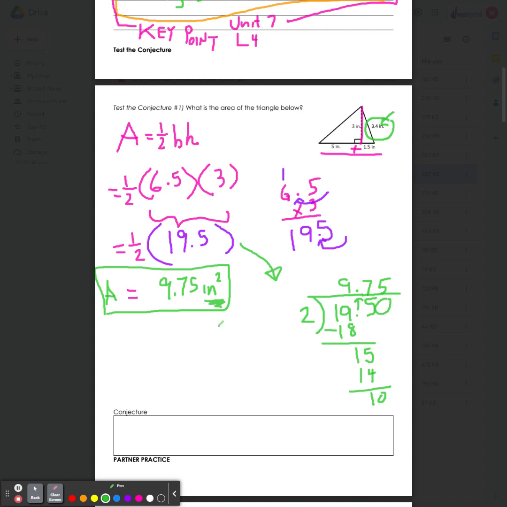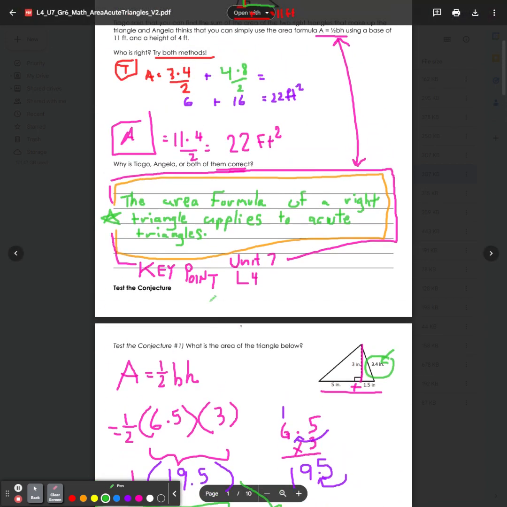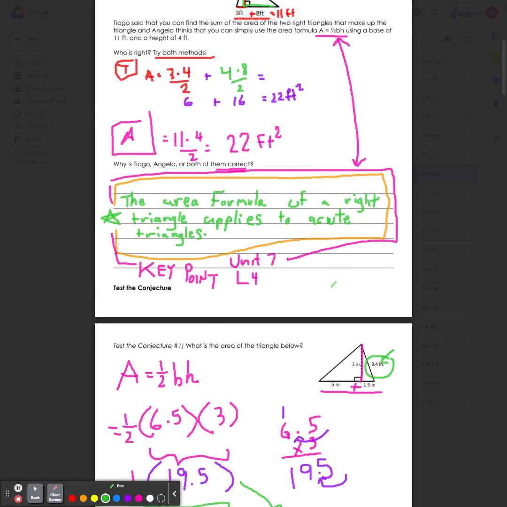Excellent. So, key point for today, once again, kiddos, or for this lesson, is that the area formula of a right triangle applies to acute triangles. All right, let's go with our lesson for today.